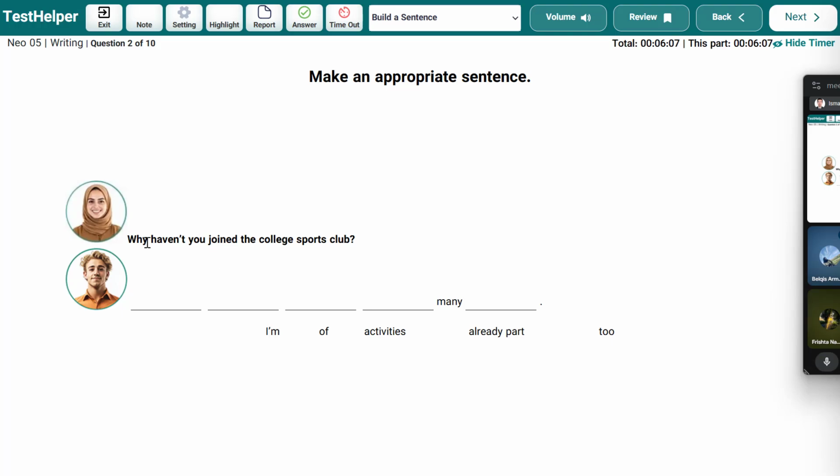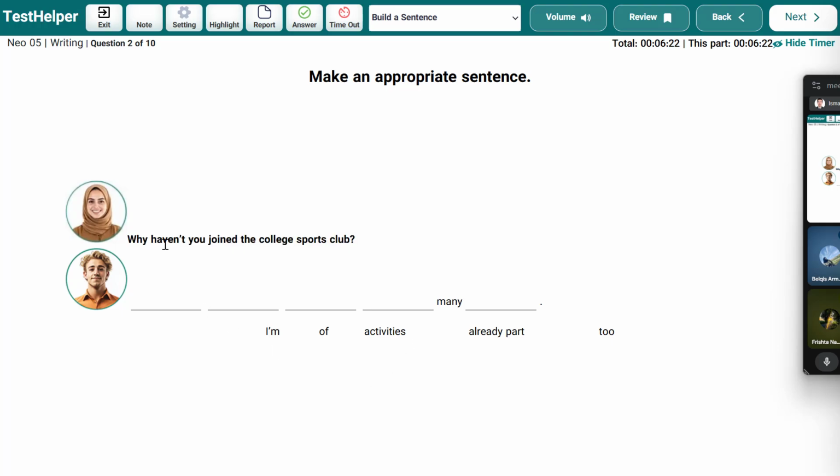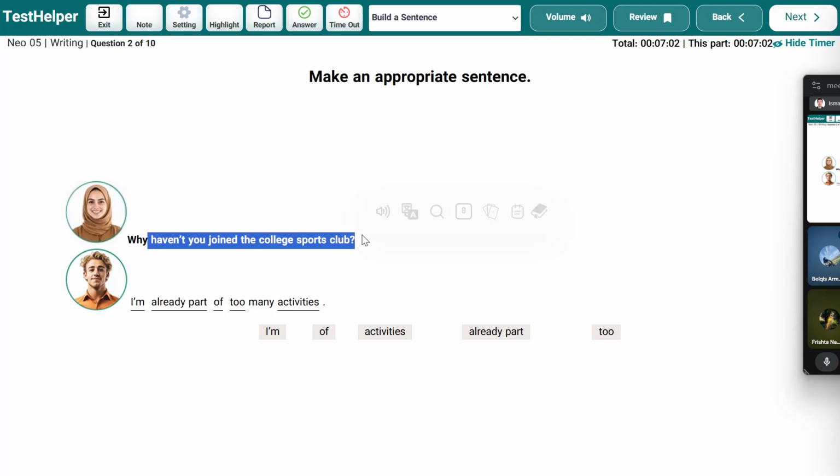The second part here we have, why haven't you joined the college sports club? So how to put it? It is again a WH question pattern, and we need to fill out the blank spaces using these jumbled words. Here we have I'm, of, activities, many, already, part, and too. Teacher, I think it's like this. I'm already part of too many activities. Excellent. That's great. So it gives a complete answer to this question as well.